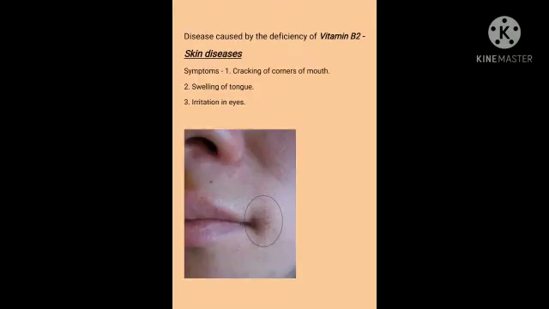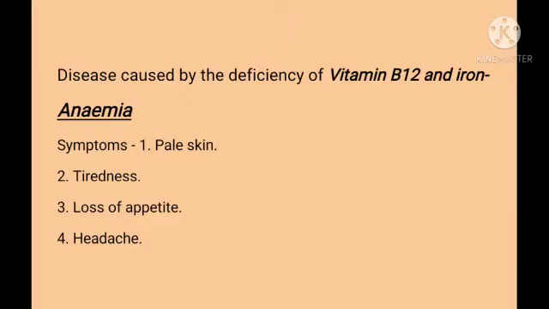Now the disease caused by the deficiency of vitamin B2 is skin disease. Its symptoms are first cracking of corners of the mouth, as you can see in the diagram. Second is swelling of tongue, and the third is irritation in eyes. Now the disease caused by the deficiency of vitamin B12 and iron is anemia. Anemia is a condition in which the blood doesn't have enough healthy red blood cells. Its symptoms are pale skin, tiredness, loss of appetite. Students, appetite means desire to eat, and loss of appetite is when people don't have the same desire to eat as they used to. And the fourth symptom is headache.